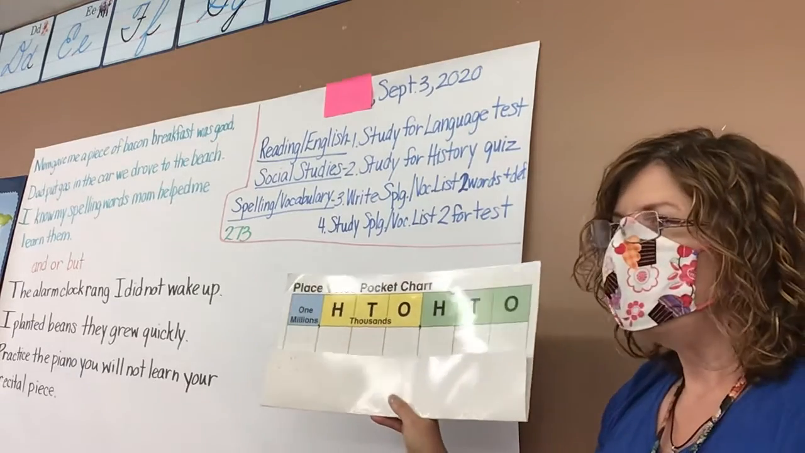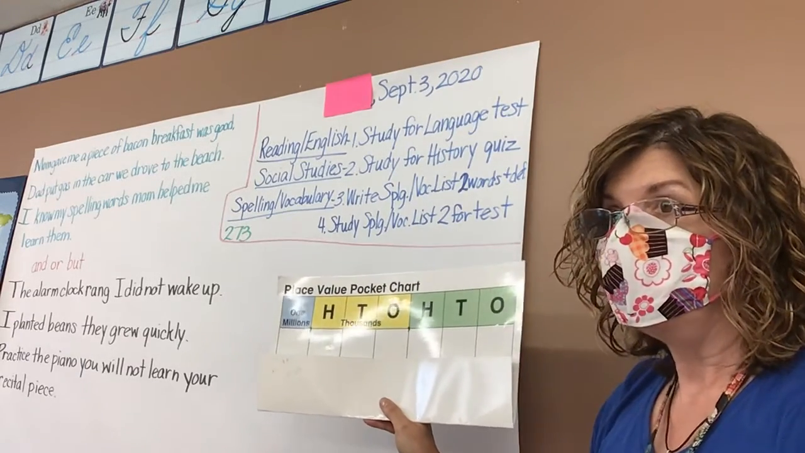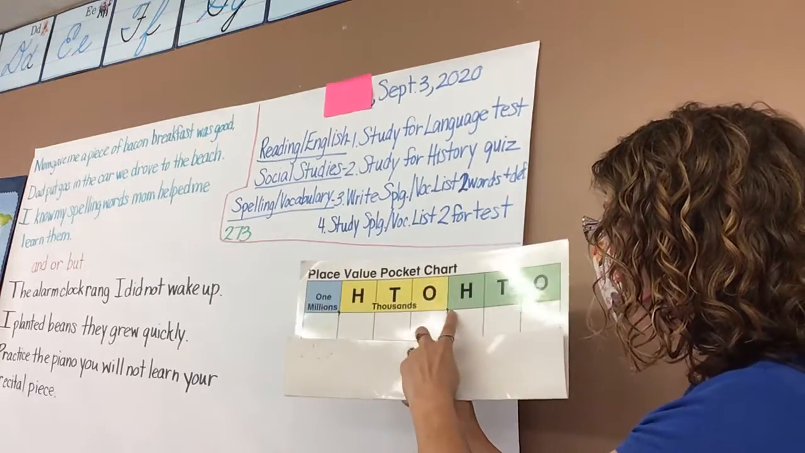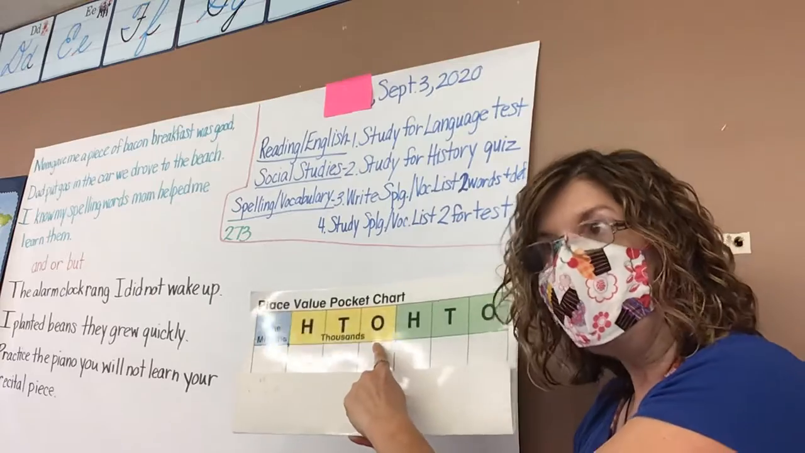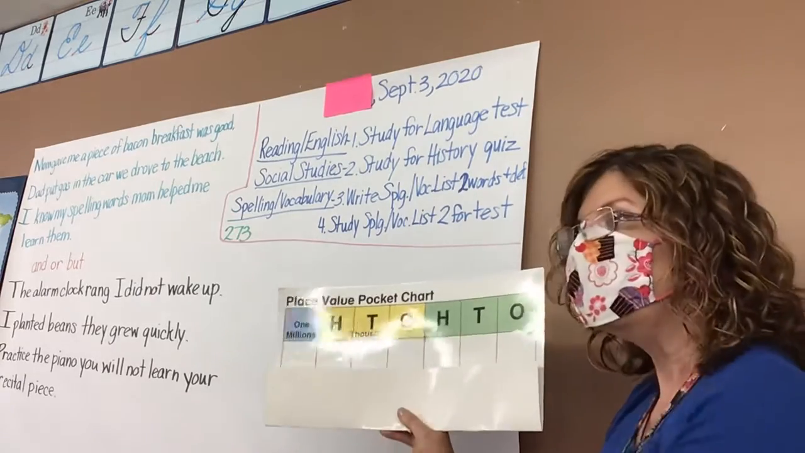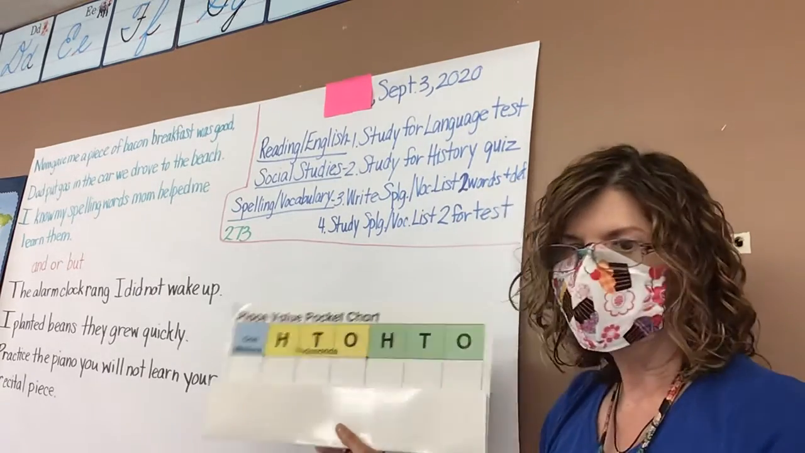Notice when you say that word thousands, that's where you put the comma. So if you see two numbers before the comma, you know you're into the 10,000s. The first one in front of the comma is the 1,000s. The second one is the 10,000s.